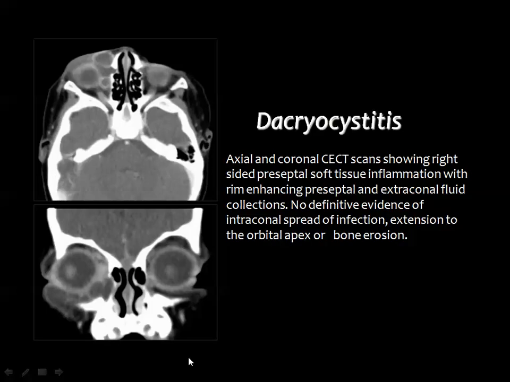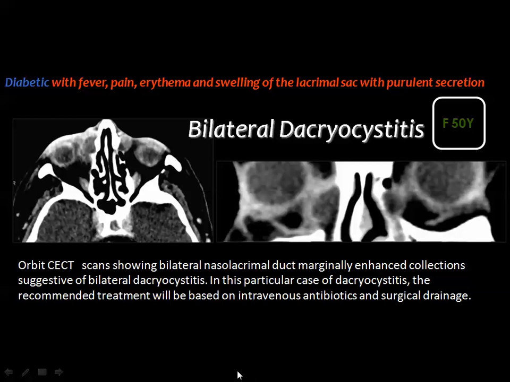This is dacryocystitis, classic location, classic appearance. You see a multilocular, marginally enhanced lesion along the inner wall of the orbit, medial to the globe, at the characteristic anatomic site of the nasolacrimal duct. And the case may be bilateral sometimes, especially in patients who are more prone to infection, like diabetic patients.